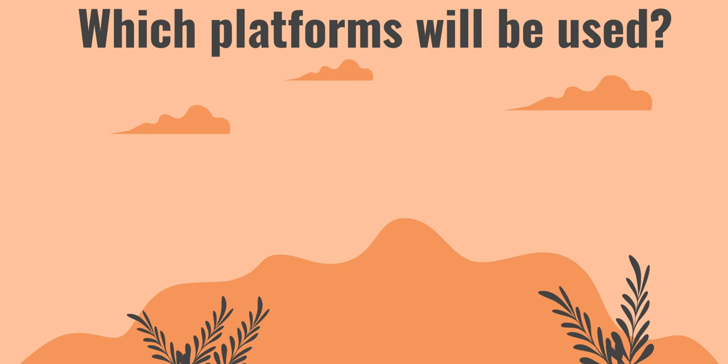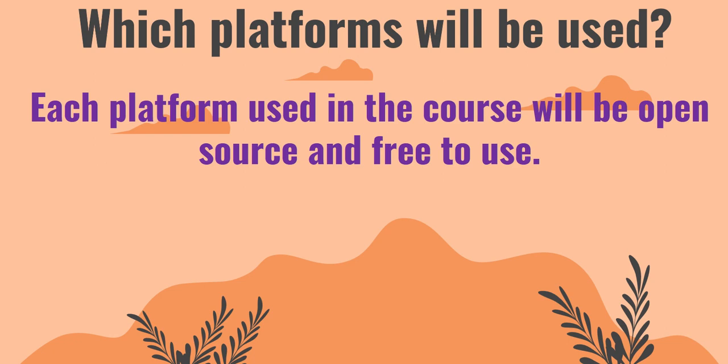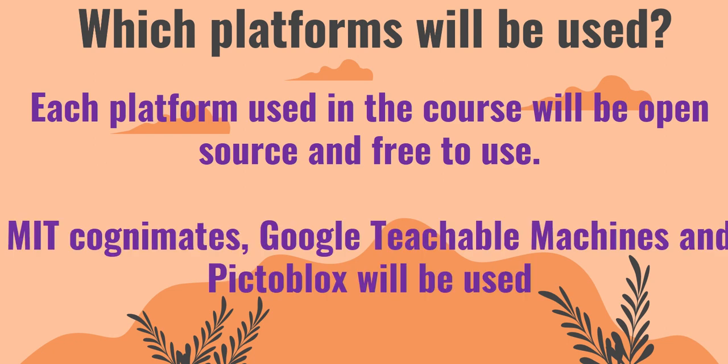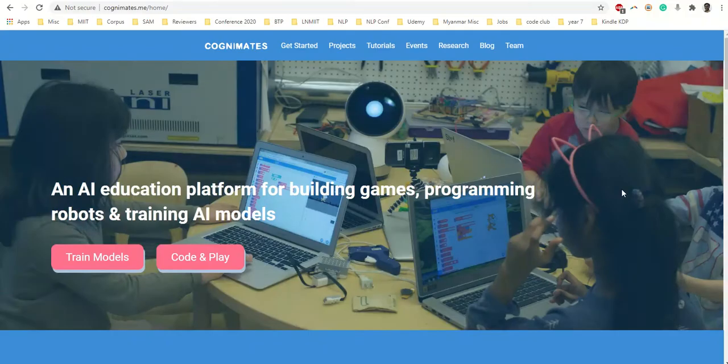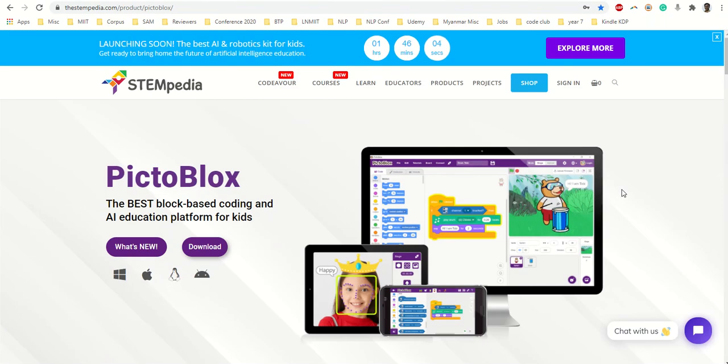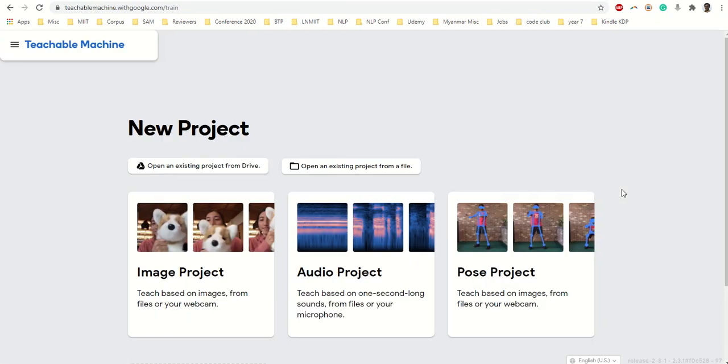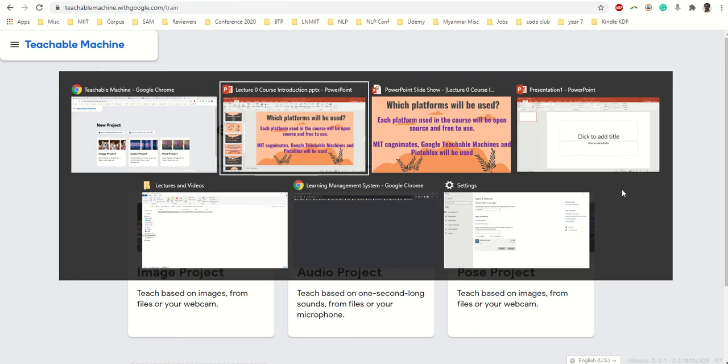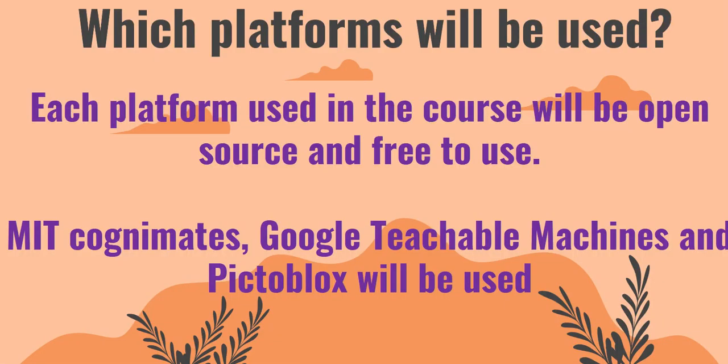So what do we need? Is it going to be like we are going to use some expensive software and all? No, absolutely not. There are some free software from the top companies. MIT has Cognimates. This is a website which is free to use. There is one more tool called PictoBlox, and from Google we are going to use Teachable Machine. So these are the three platforms that we are going to use. All of them are free to use and they are wonderful platforms to get started with AI.